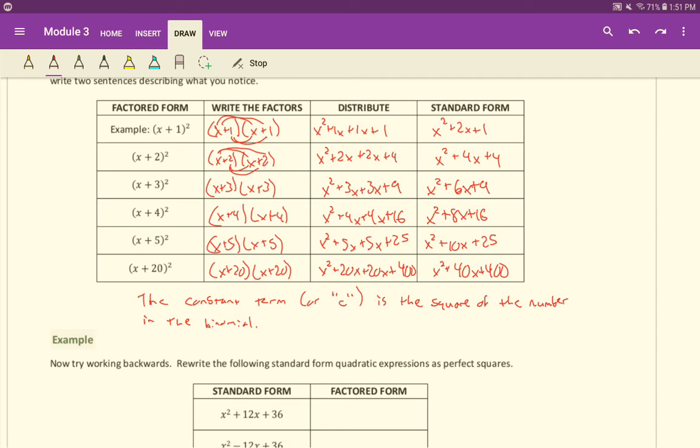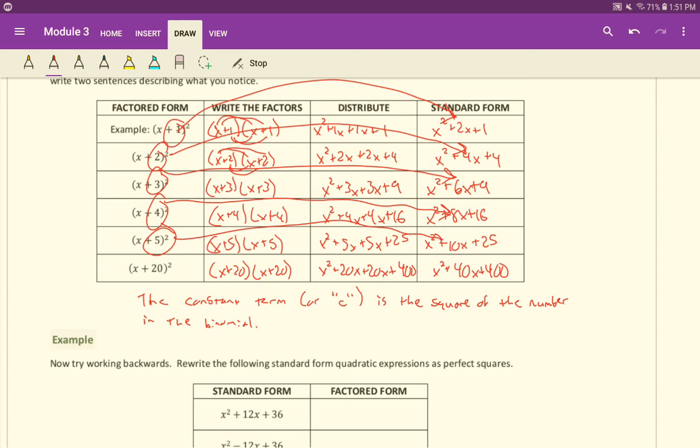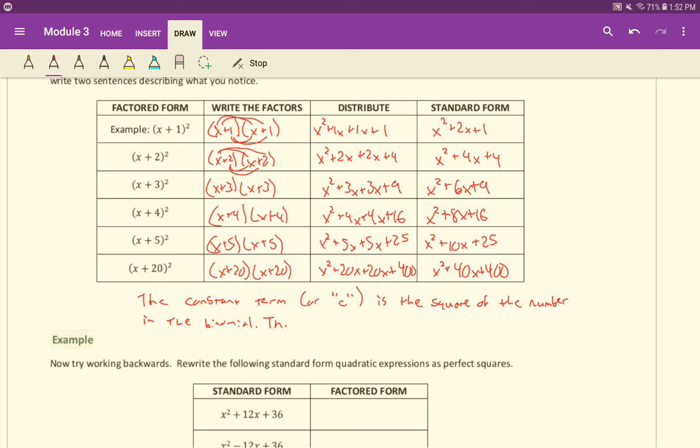Okay, so how do those relate? Well, 1 to 2, 2 to 4, 3 to 6, 4 to 8, 5 to 10, 20 to 40. What's happening here? The b term is double the number in the binomial. Okay, so double these numbers and you get all these b terms.